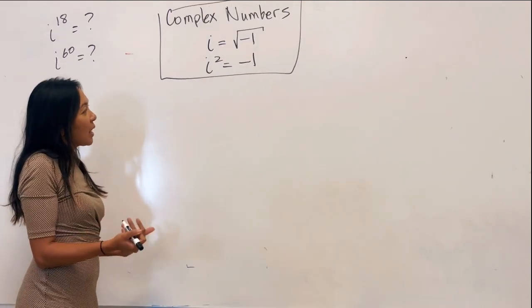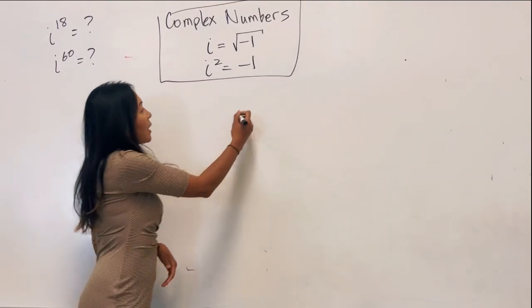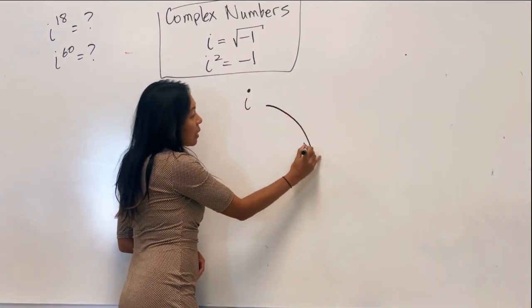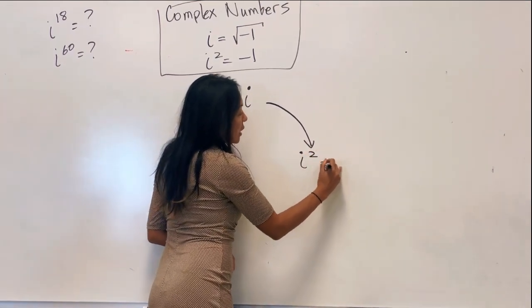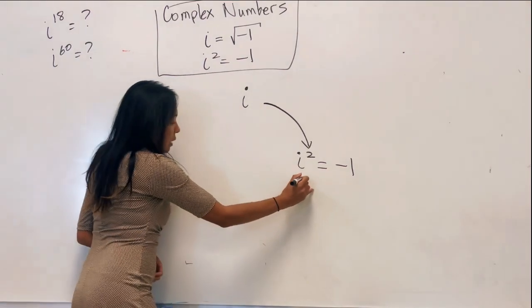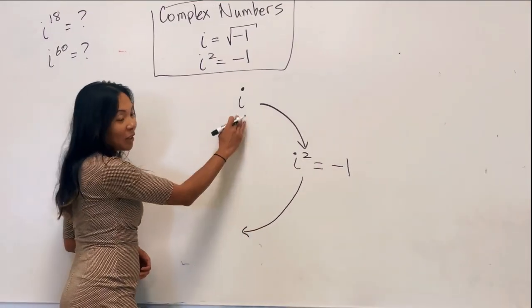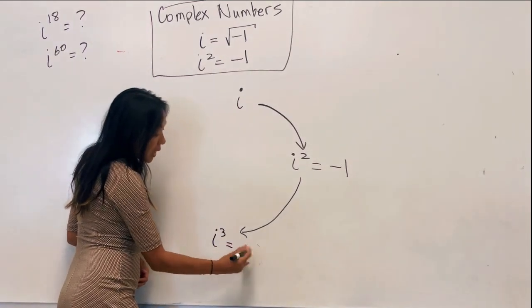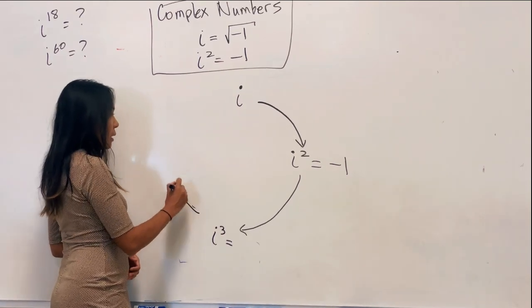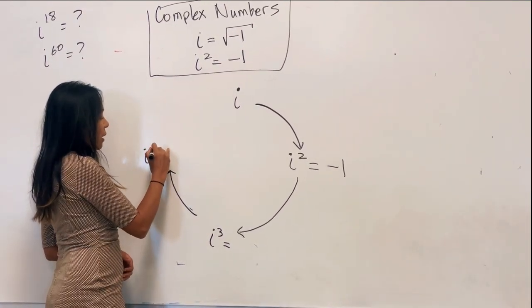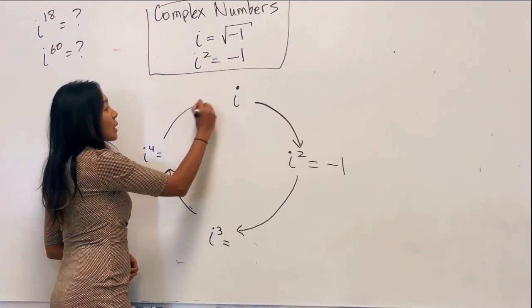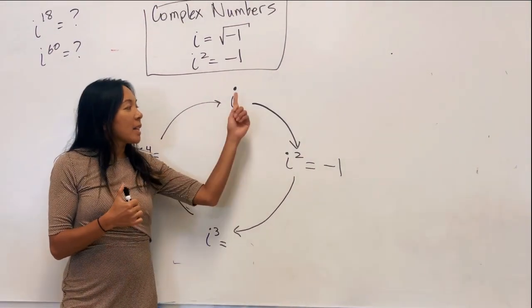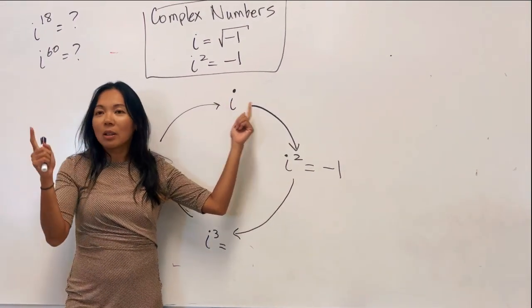The way that I like to understand it is to make a clock. So here's i, and then I'm going to make a clock here, and I'm going to say i squared is equal to -1, right? I'm going to draw this clock down to 6 o'clock, so that's 1 o'clock, 3 o'clock, 6 o'clock. And then I'm going to have i cubed is equal to something, and I'm going to figure out what that is. And then i to the 4th is equal to something, and then it's going to go back.